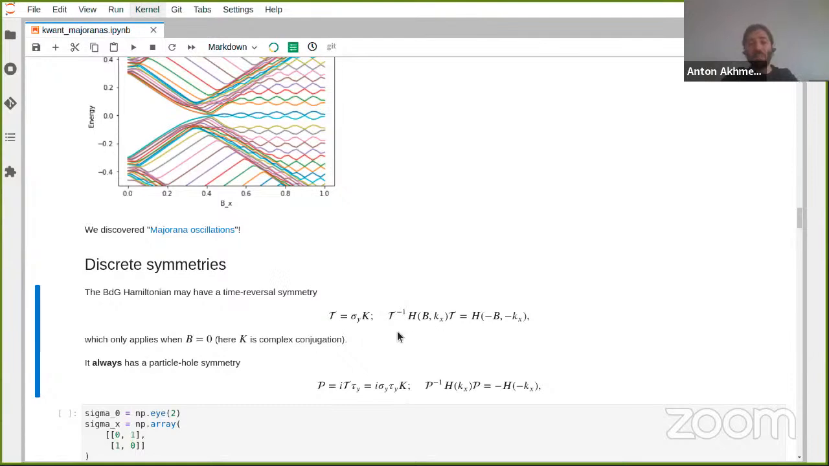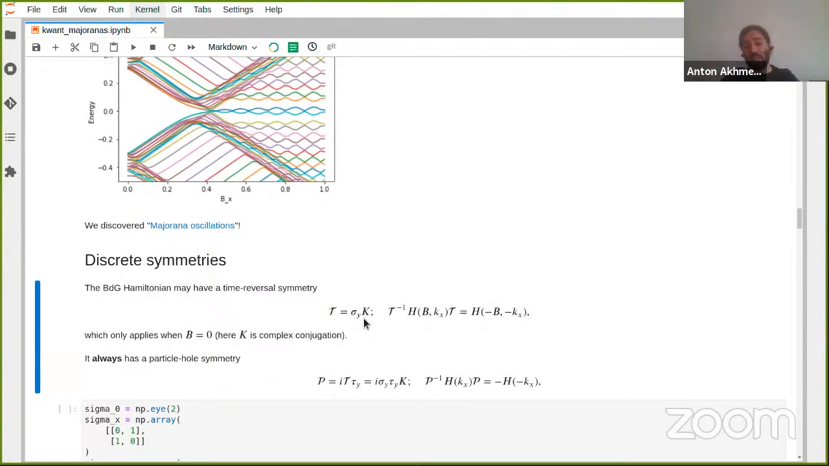Now, naturally, the Hamiltonian is invariant under time reversal symmetry only when the magnetic field is 0. On the other hand, there is another symmetry which is present regardless of the parameter values. That's the particle hole symmetry. That's I times the time reversal symmetry times tau y, where tau y is the second Pauli matrix in the Nambu space. So if I substitute, it's I sigma y tau y times complex conjugation.